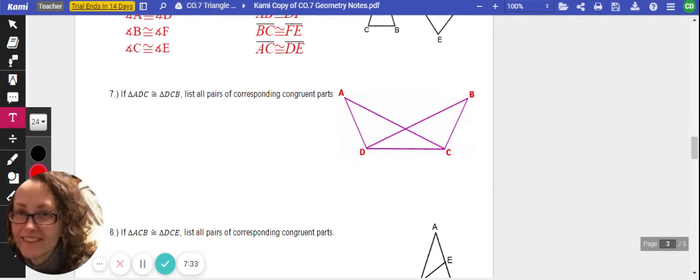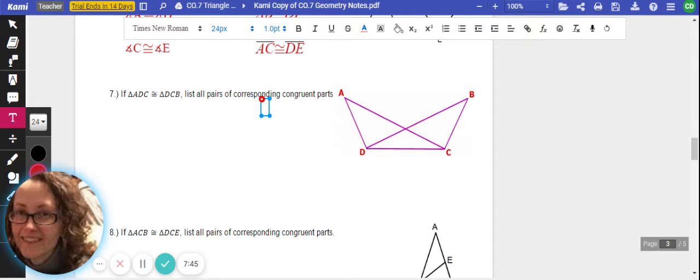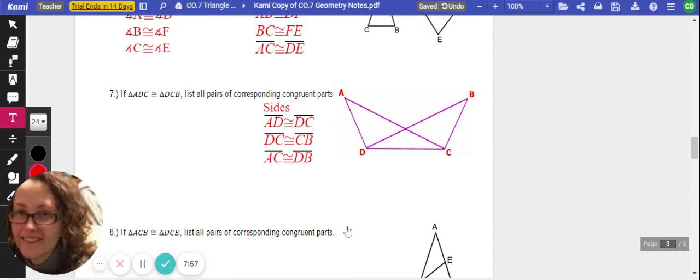All right, so then for number 7, if triangle ADC is congruent to triangle DCB, list all pairs of corresponding congruent parts. So I'm going to go ahead and list the sides. Those follow the same rule. We are going to have to do a little bit something different for our angles. So I'm going to go ahead and get the answers up here for my sides.